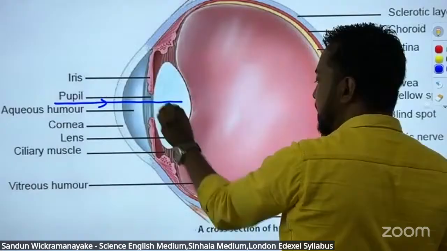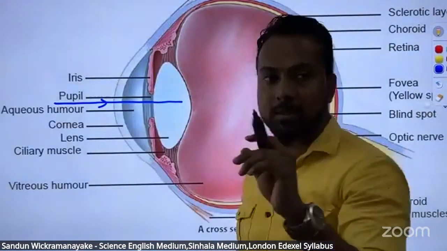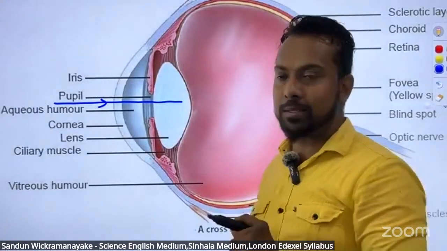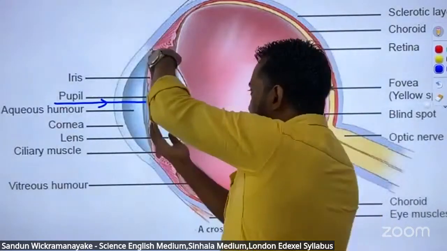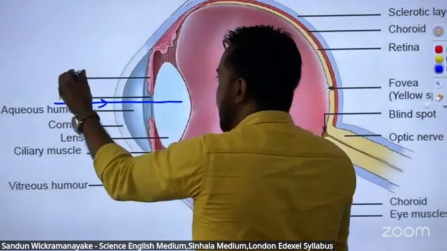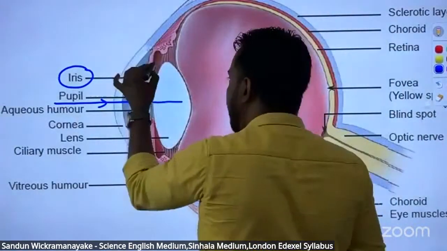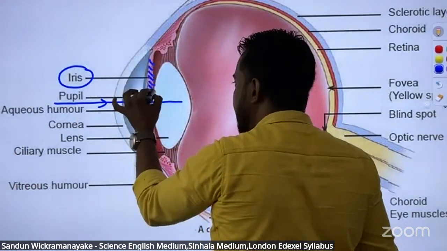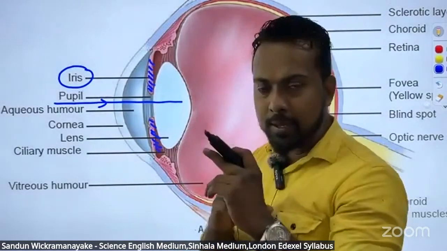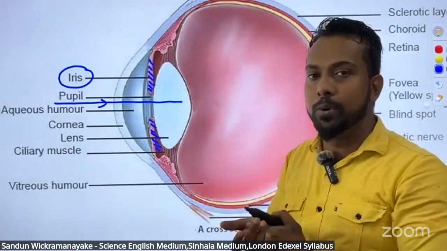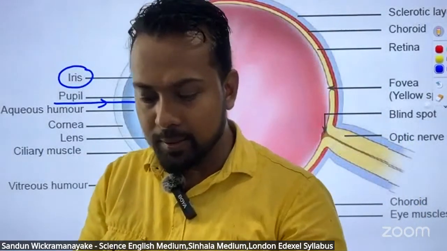This is the hole that's known as the pupil. Look at this. The pupil is controlled by the iris. This iris can be black color or brown color or blue or green color. Look at this. This is a blue color eye.